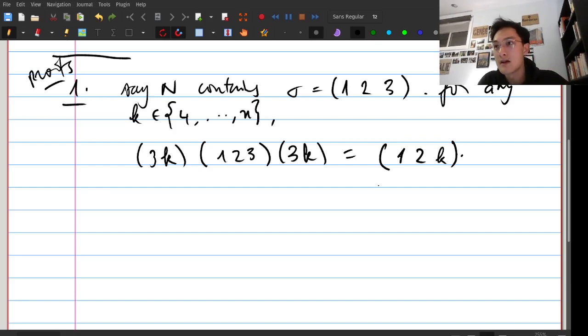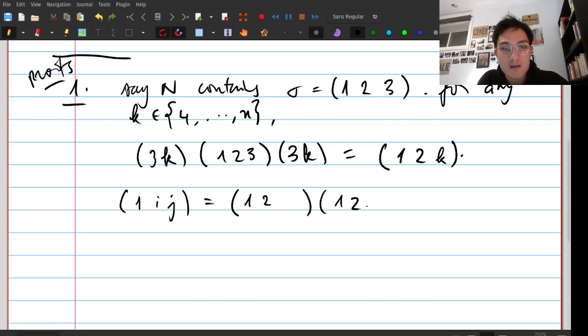because, why is that? Oh, because A_n is generated by 3-cycles. Okay, well, let's just do that. Let's just show first of all that we can get any other 3-cycle. So now that we have all the (1 2 k)'s, let's try to get anything with a 1, an i, and a j. So (1 i j). This one I think it's like (1 2 something), (1 2 something), and then (1 2 something), and if I'm not wrong, it's j, j, i.